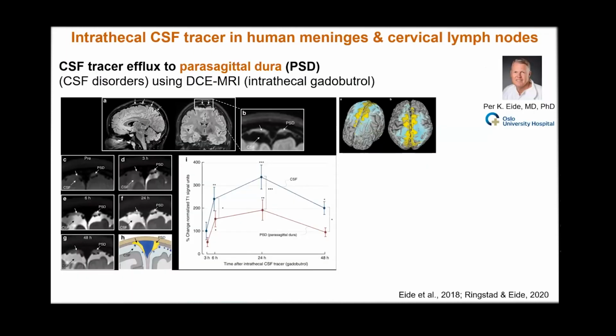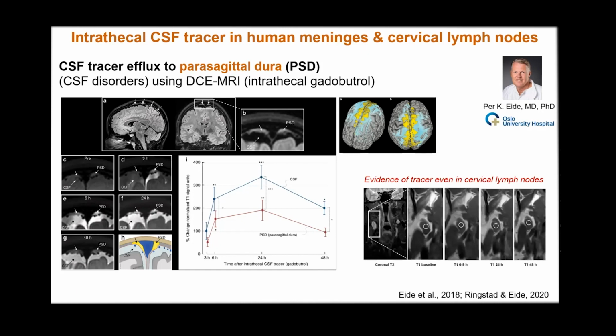And upon this intrathecal administration of gadolinium, one can also see the efflux of the gadolinium into the periphery, into the cervical lymphatic system, as we see in rodents. And this has been studied using T1 mapping over time, showing evidence of tracer in the cervical lymphatic system.